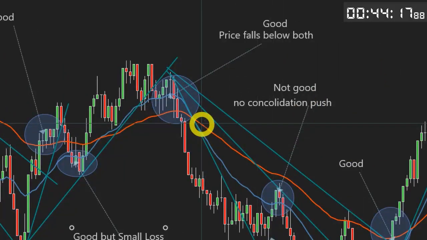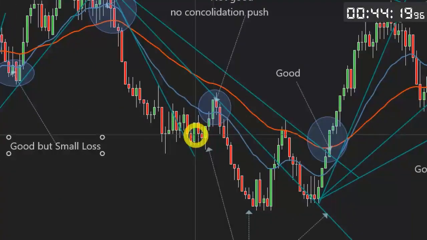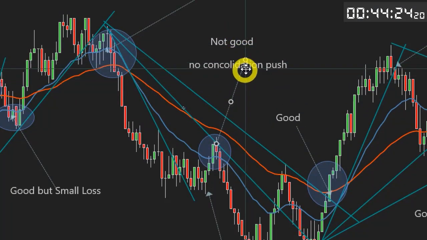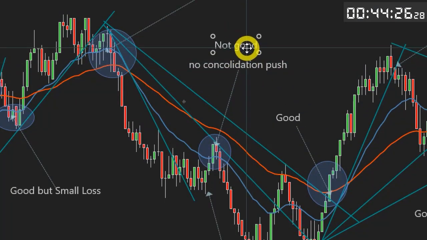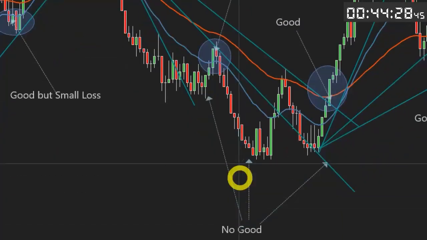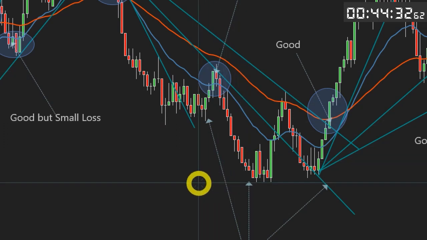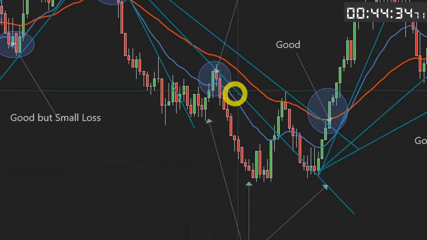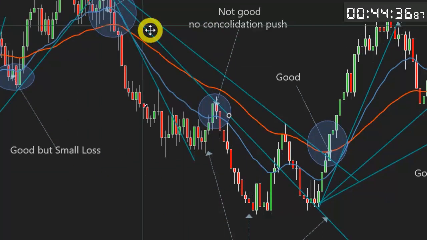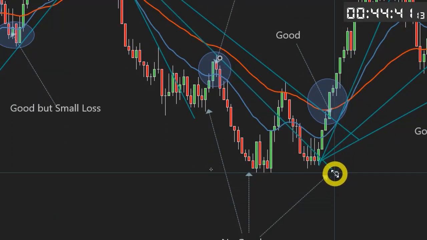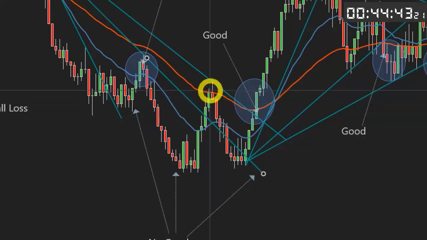Okay, so let's continue here. So this was no good, not good. No consolidation push over the first moving average. So it didn't close above both. So if it does close over one, you want to see a consolidation push. Okay, so the next trend line is based off this pivot, and we draw it here. And the next time it breaks over the top is right here, and it is over.